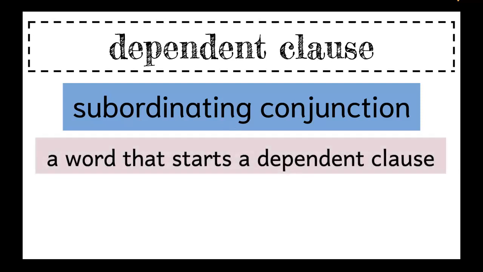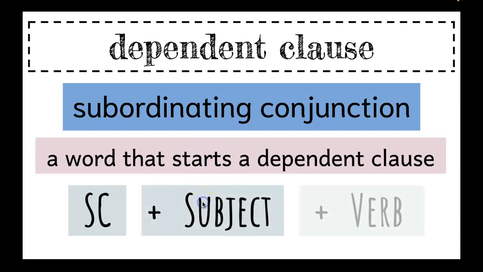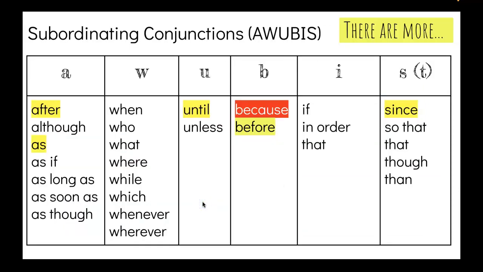So a subordinating conjunction, its job is to start a dependent clause. It's going to be the very first word. And in order to be a subordinating conjunction, it's going to have a subject and a verb after it. And so this is a common list of our subordinating conjunctions. Just like fanboys have a mnemonic to help us remember them, subordinating conjunctions have this one to help us remember them. AWUBIS. A lot of them begin with an A, W, U, B, I, and S.